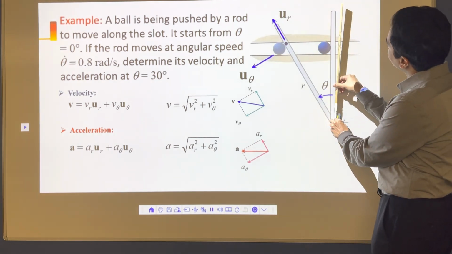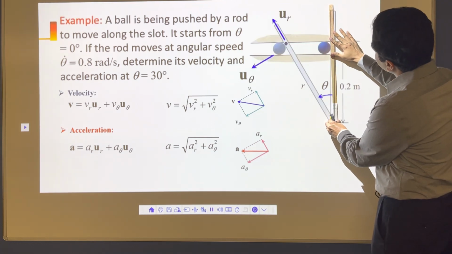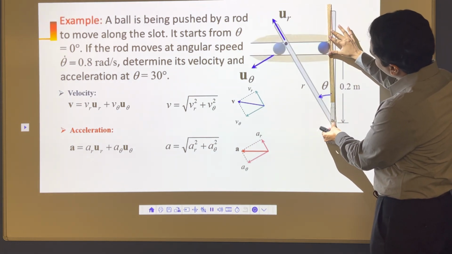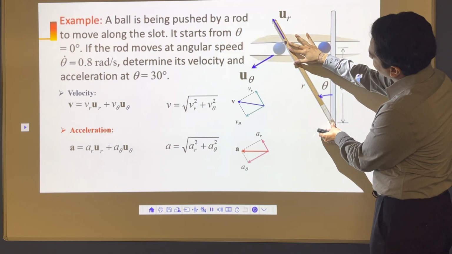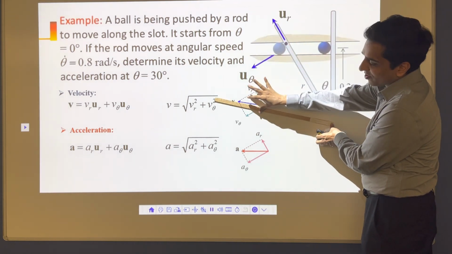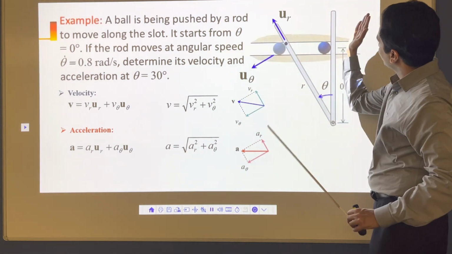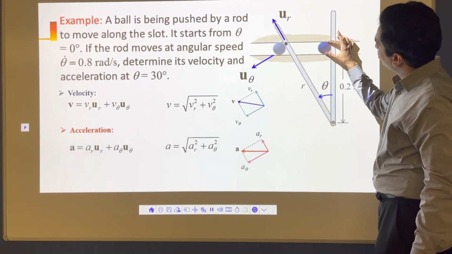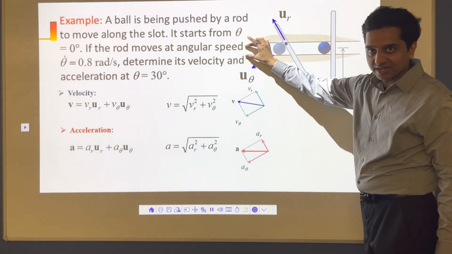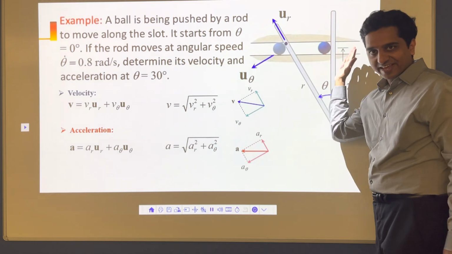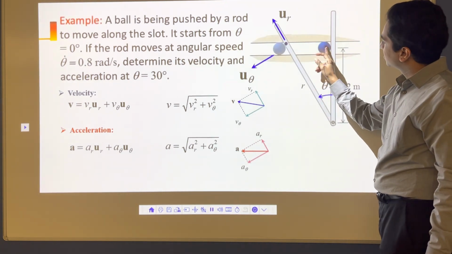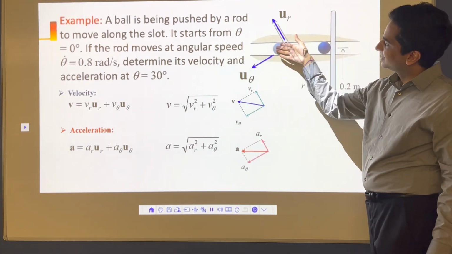So this rod is there like this, let's say, and then from here it is going to rotate like this, and it's going to continue this rotation. So what's going to happen as it rotates, it's going to push the ball along the slot linearly. So the rod has angular motion, but this ball is going to have linear motion this side.